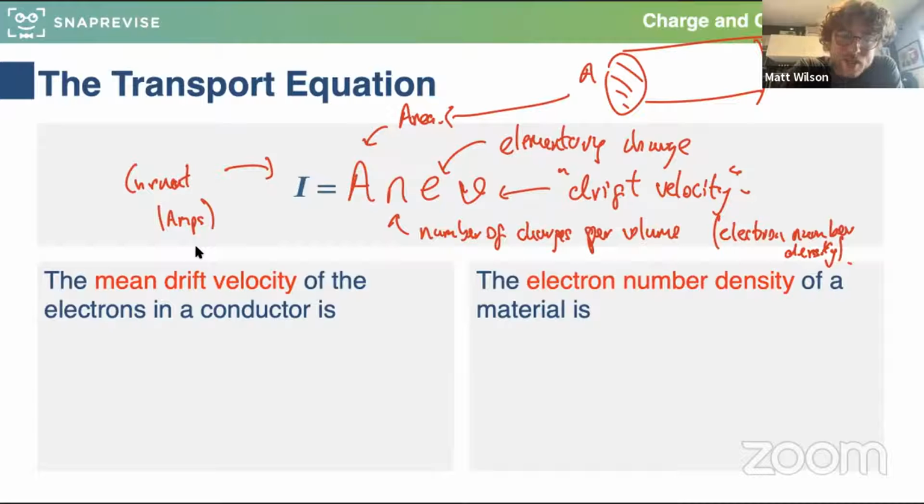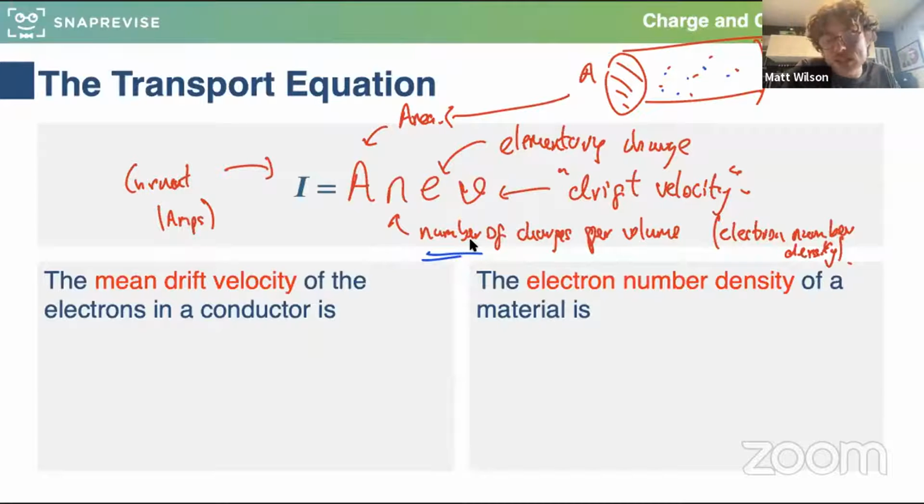Good. And we can just have a little think about this equation. What's this saying? This is saying if we increase the number of charges we have, so let's say this is one material like this. Let's say we double the number of charges. Here's a load more charges. Well, then we're going to get more current flowing. This makes sense. So that's what this number density is doing.